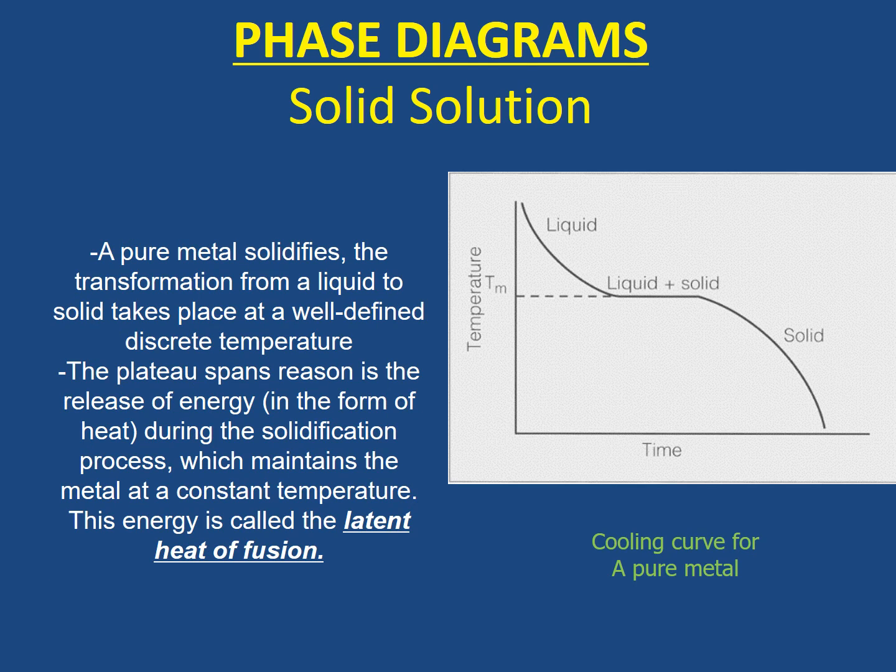When a pure metal solidifies, the transformation from liquid to solid takes place at a well-defined, distinct temperature. The reason for the plateau is the release of energy in the form of heat during the solidification process, which maintains the metal at a constant temperature. This energy is called the latent heat of fusion.